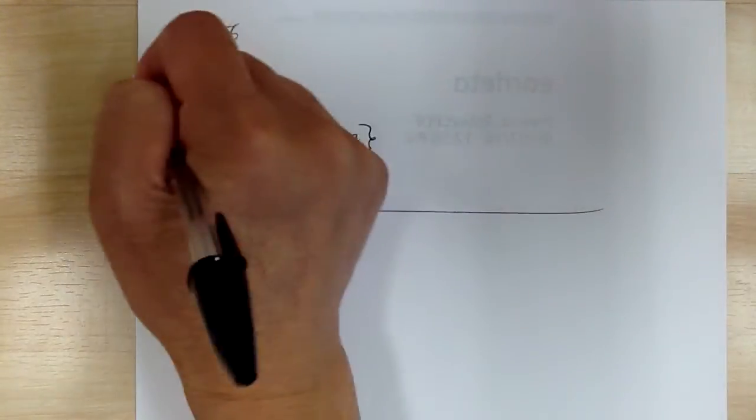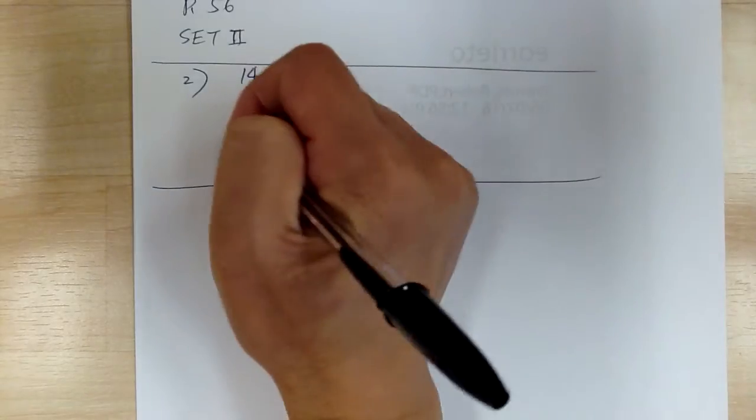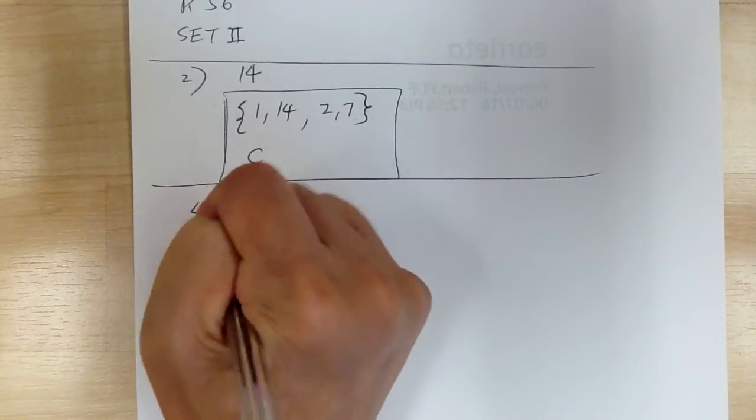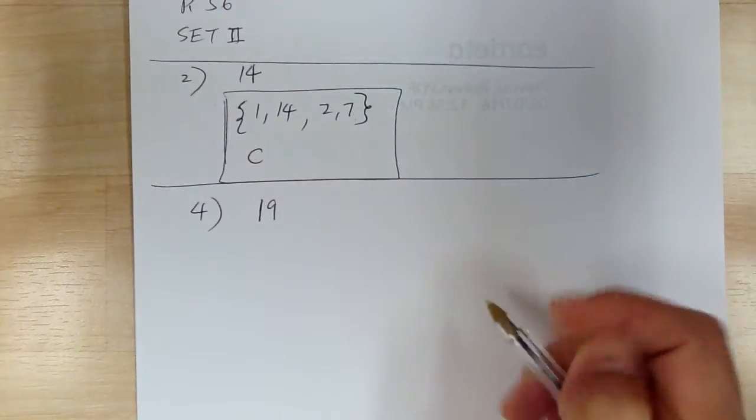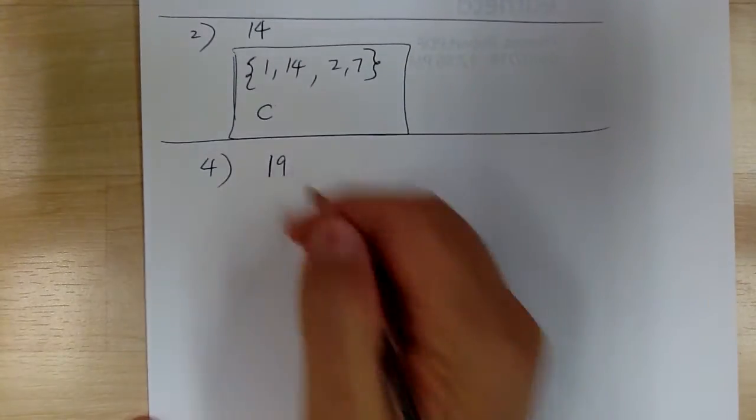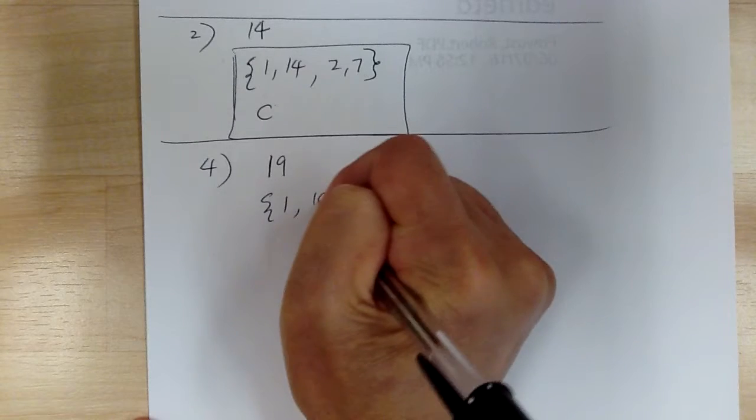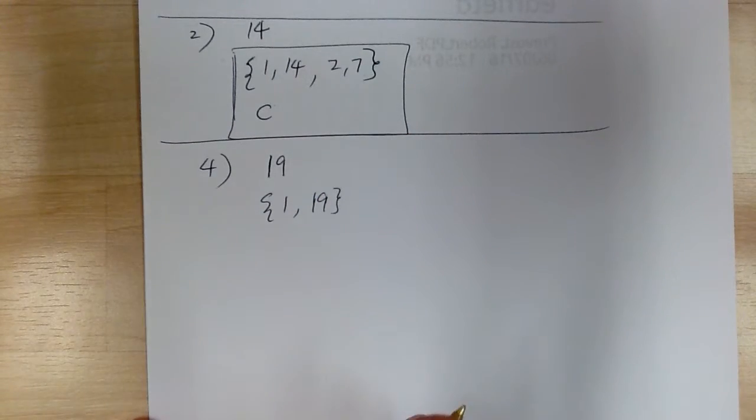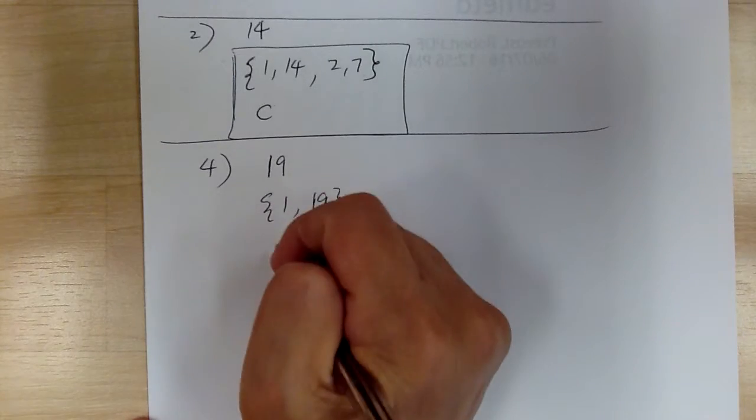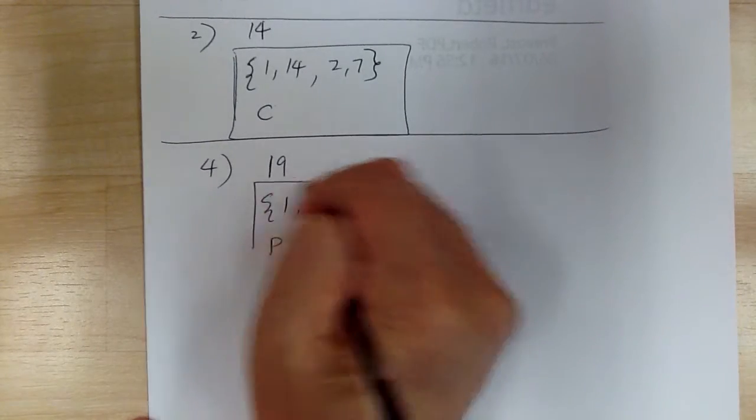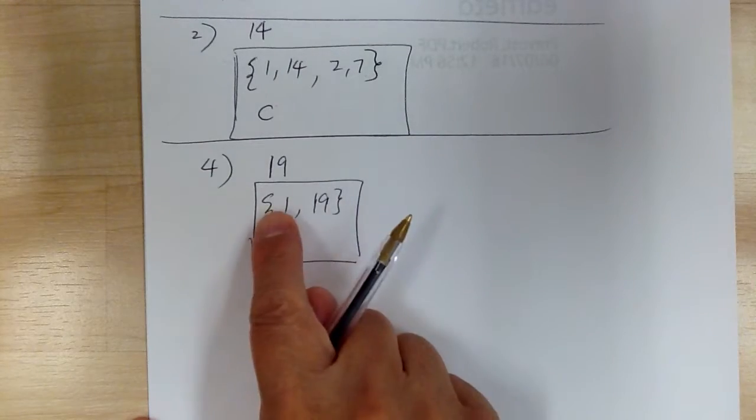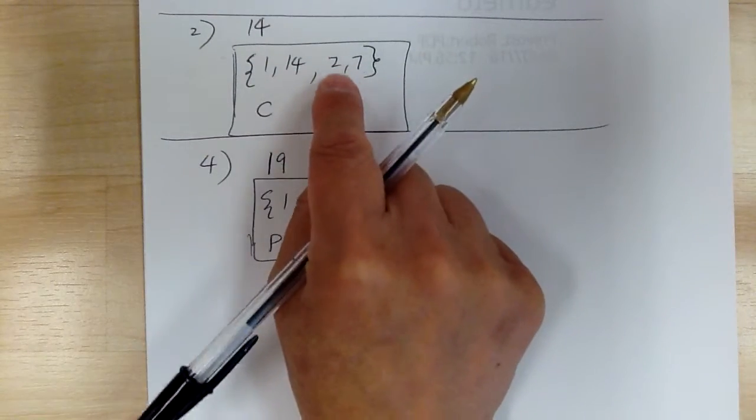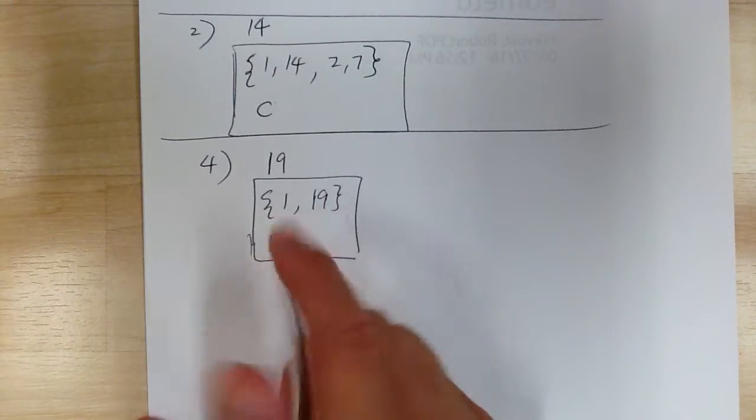Okay, so that's for number 2. So this would be your answer right over here. Now when you get to number 4, you have 19. The factors for 19 would be 1 and 19, and that's it. There are no other ones. Since it has only 2 factors, this is a prime number. Again, remember, a prime number can only be divided by 2 numbers. Composite can be divided by more than 2 numbers. Okay, so that's what you need to do with this section.